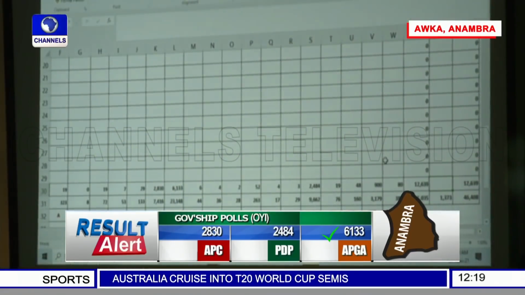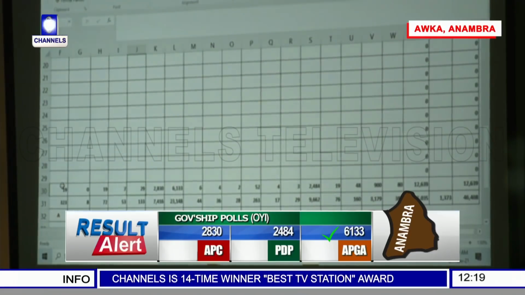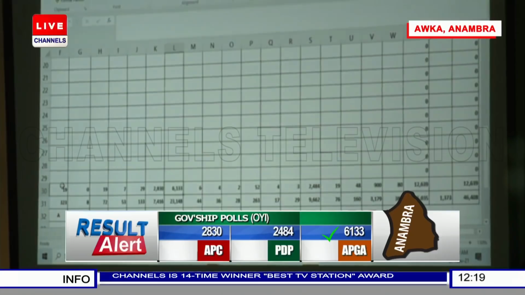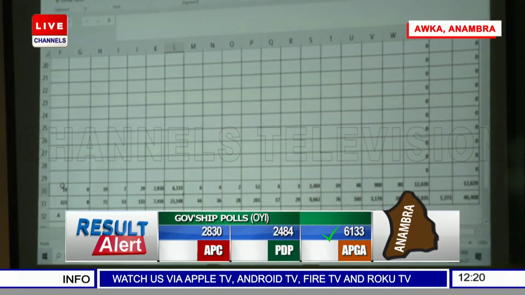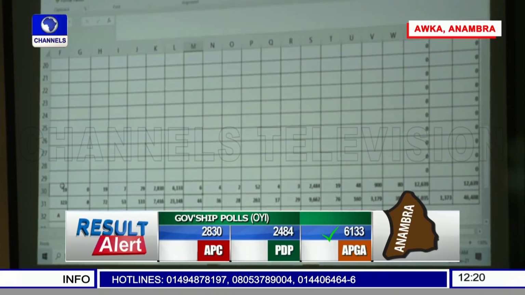Party A, 19. Party AA, 0 votes. Party AAC, 19. Party ADC, 07. Party ADP, 29. Party APC, 2830. Party APGA, 6133. Party APM, 06. Party APP, 04. Party BP, 02.